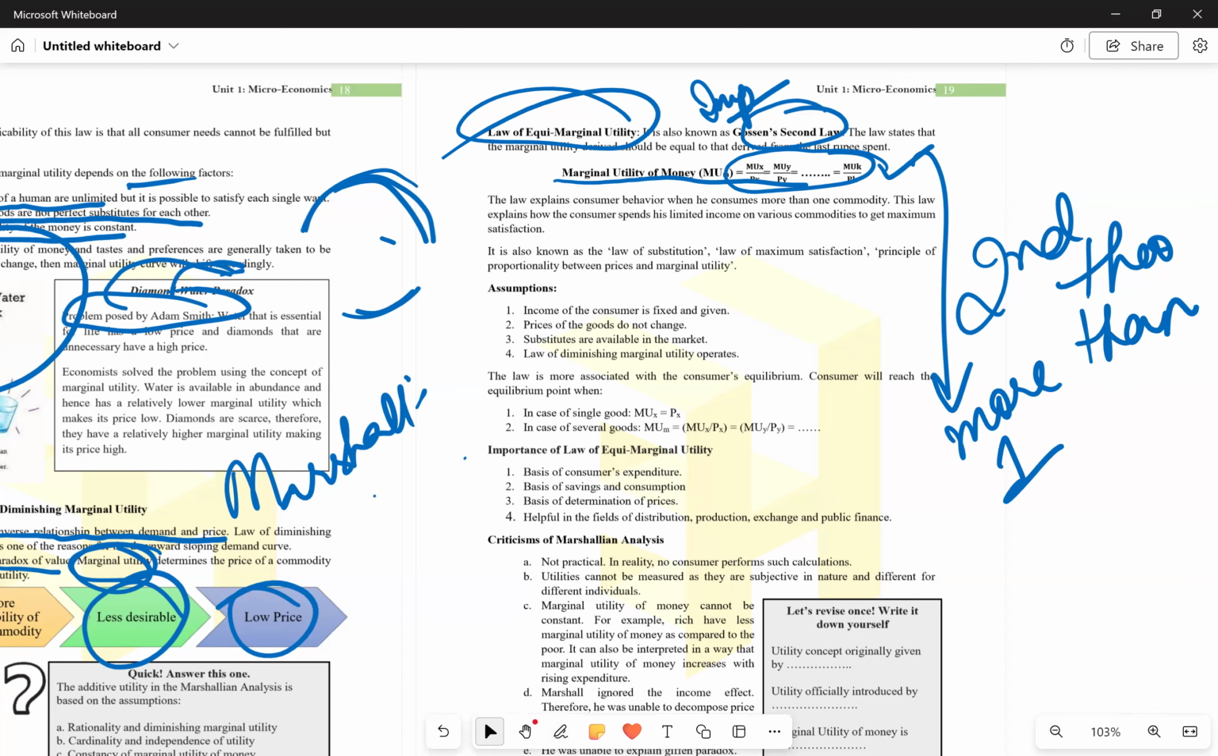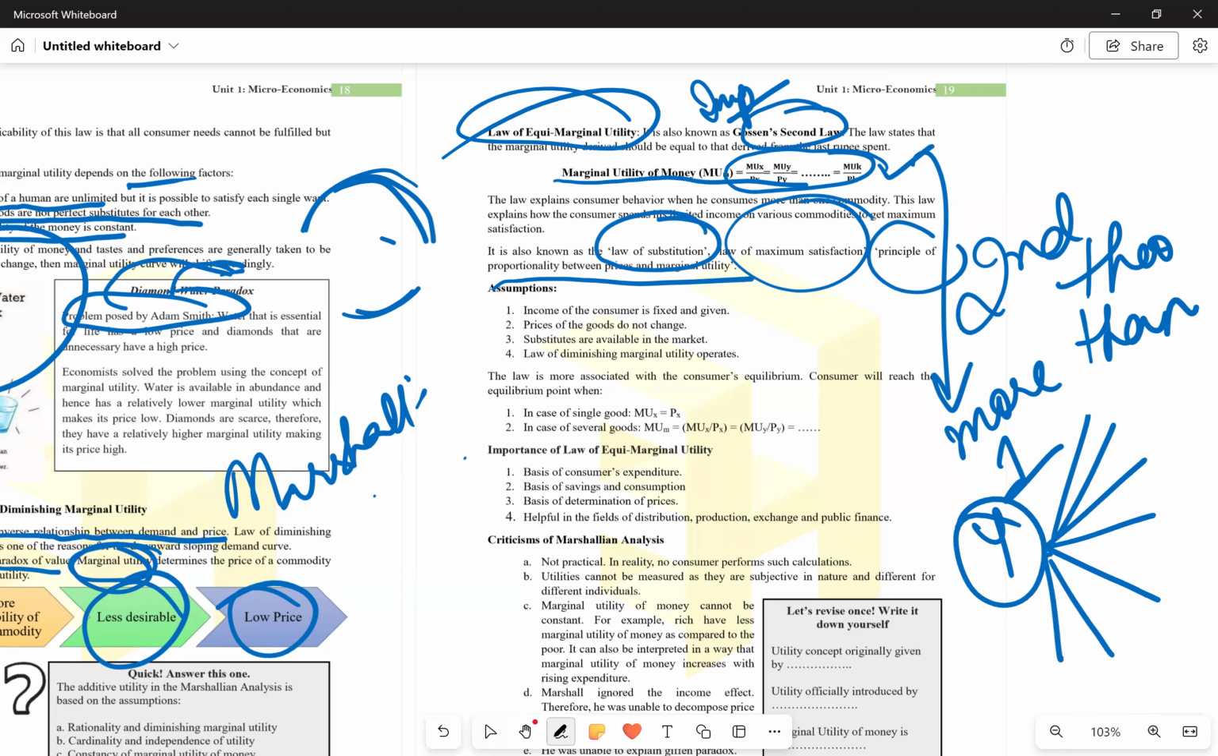So, this would say that the consumer has to allocate his resources in such a way, right, that if he spends 100 rupees on good one, 100 rupees on good two, 100 rupees on good three, 400 rupees on good four, etc., right? The marginal utility that is derived from it should be equal for all, right? He should be able to spend his income rationally to get the maximum satisfaction. And that is why this law is also known as law of substitution, law of maximum satisfaction, and the principle of proportionality between prices and marginal utility. So the income of the consumer is divided between multiple goods in such a way that the marginal utility derived from the consumption of each good is equal to one another.